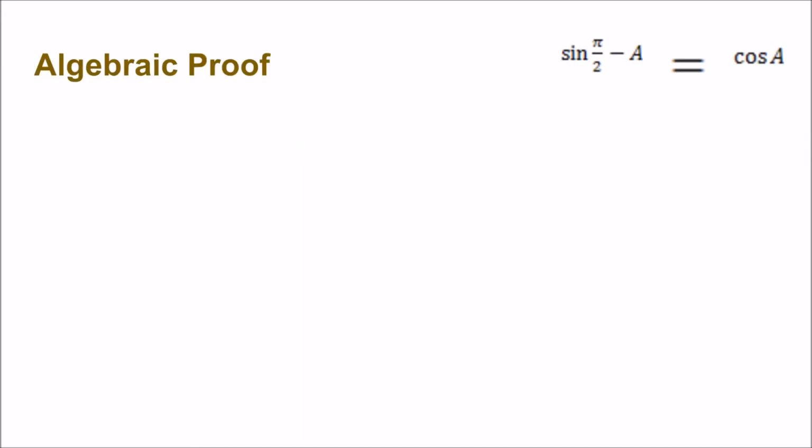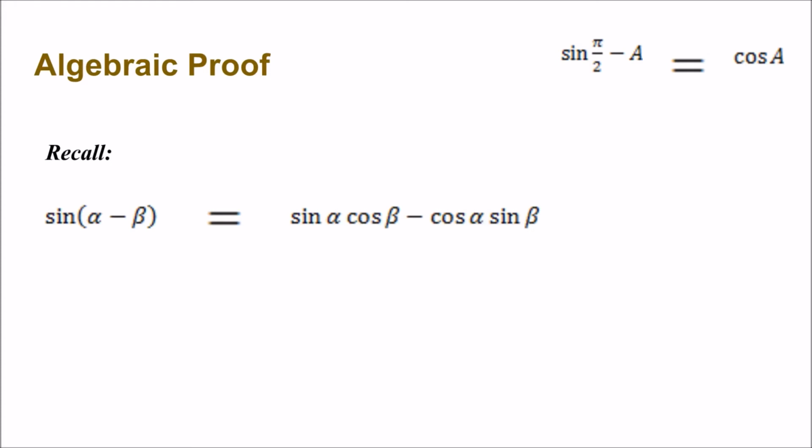Now we'll be proving the cofunction identities that we just stated. So first is an algebraic proof. Recall from Sam's video that the angle subtraction formula of sine is sine of alpha minus beta is equal to sine alpha cosine beta minus cosine alpha sine beta.